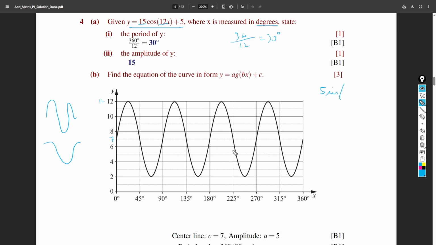And then b. So b is the frequency. How many cycles are there in 360? 1, 2, 3, 4. So there's a frequency of 4. So 4x, and then the plus c, the intercept, is 7. So it's simply 7. So yeah, that's it.